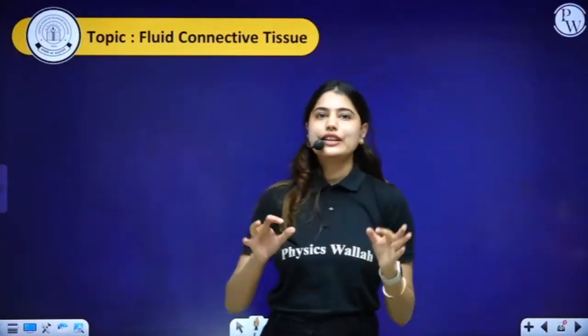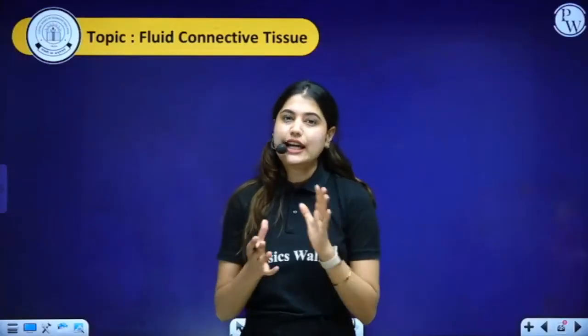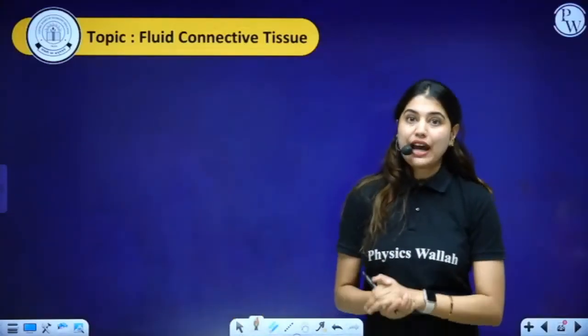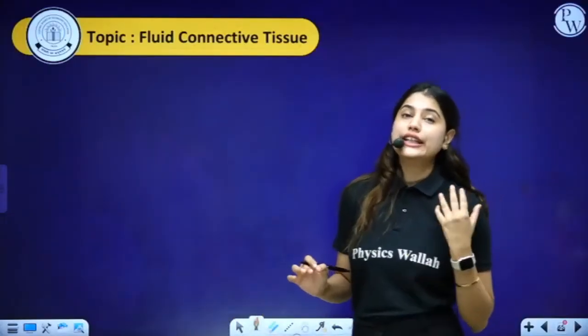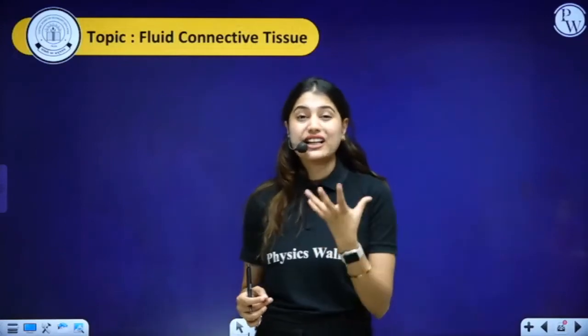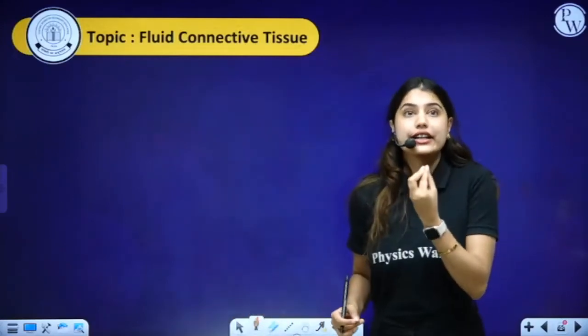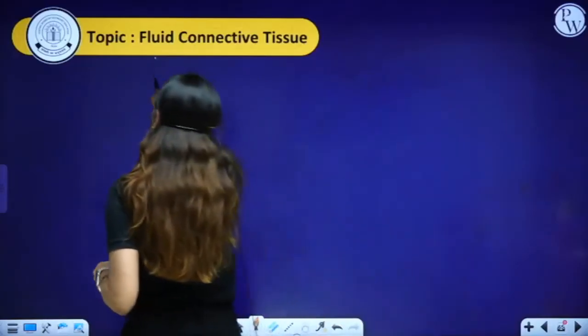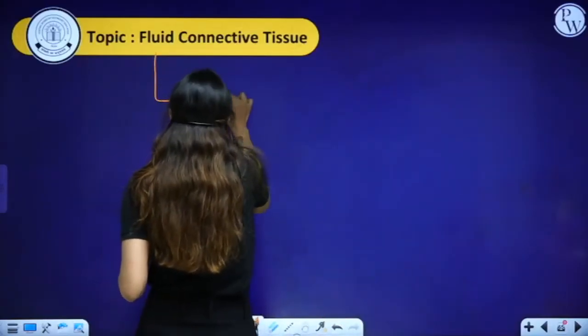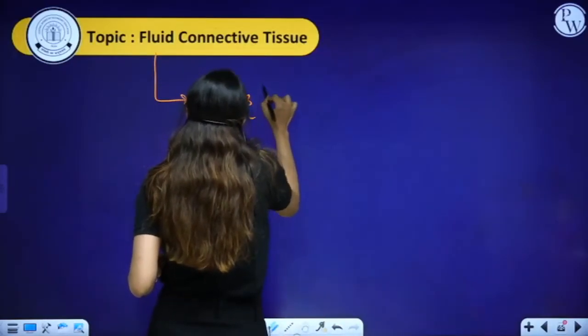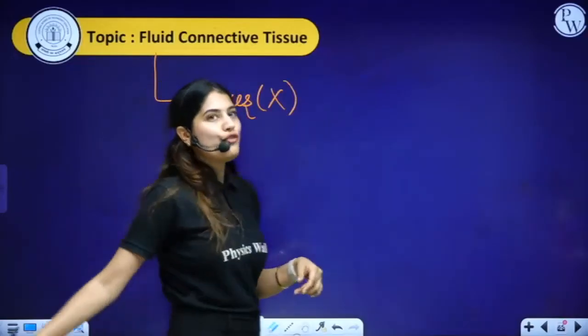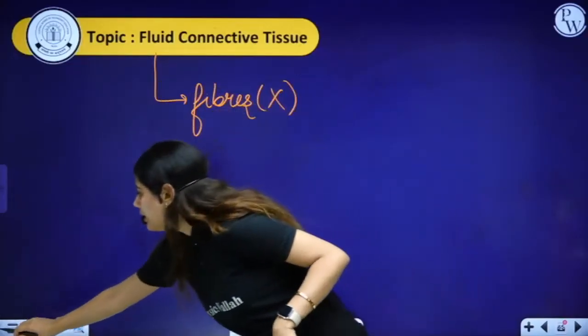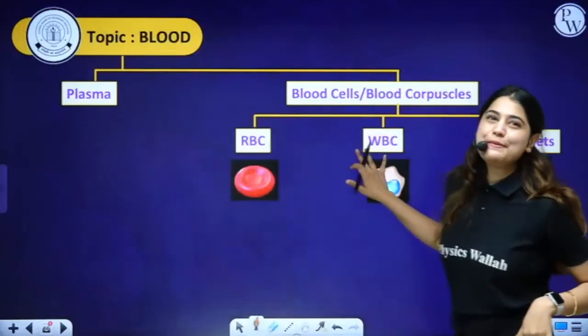Lastly, we start with the very last tissue for today, fluid connective tissue. Now remember, fluid connective tissue, yes, they have a matrix made up of fluid, but remember, they do not have any fibers. The fibers are absent here. There are no fibers present in fluid connective tissue, and the type is blood.